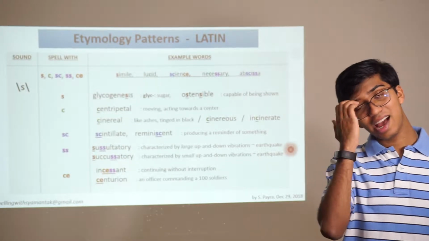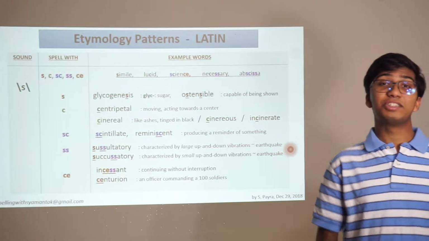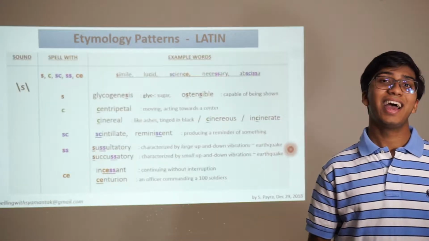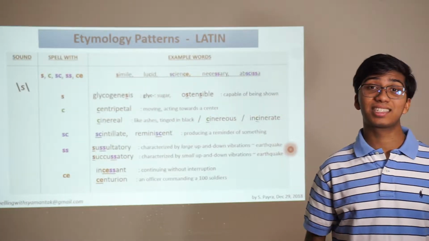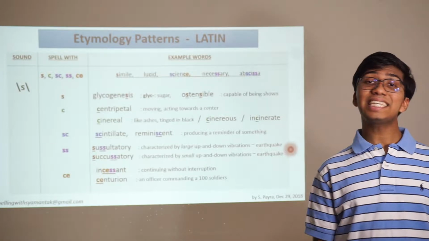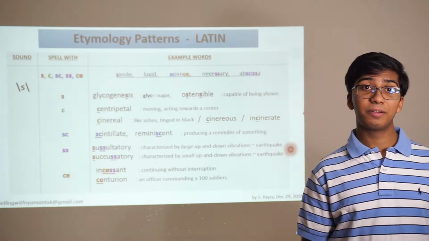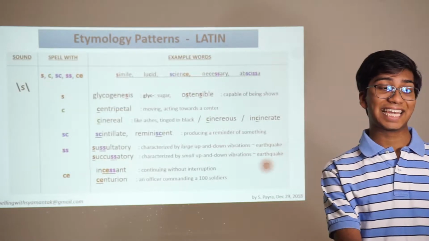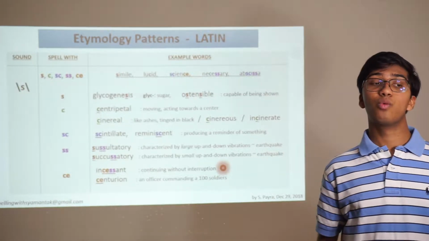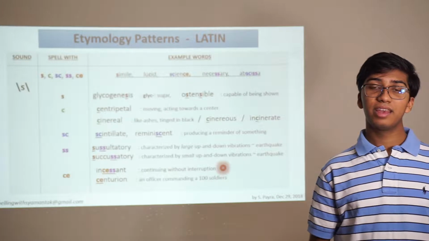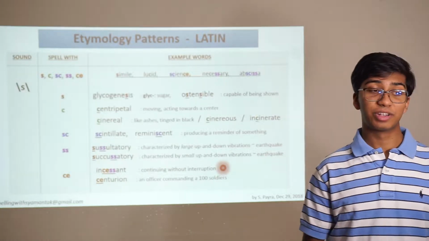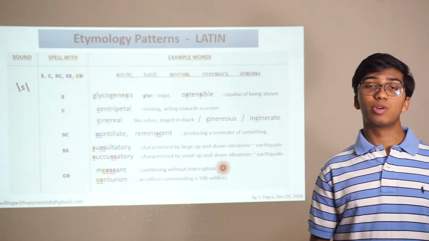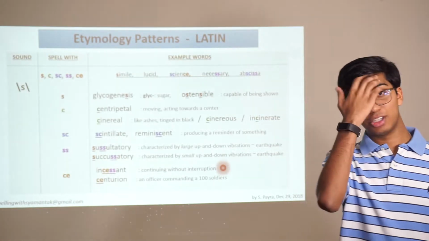In addition, you can have a different type of curveball, which is a CE for the S sound. Incessant has CE and SS. That's related to the word cease, like cease fire. Cessation is the process of stopping something. Incessant means it's continuing without interruption. And you can also have a word like centurion, an officer commanding 100 soldiers. Just like the word century, a period of 100 years.